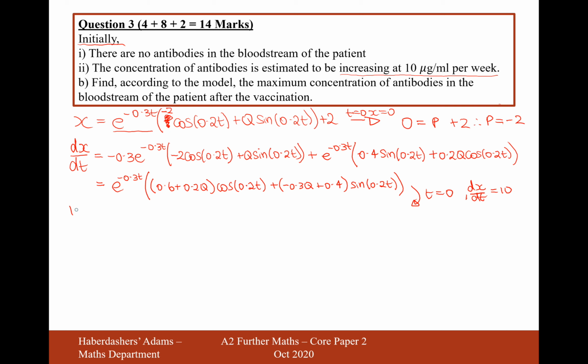So let's substitute that in then. It's going to be 10 equals, that's just going to simplify to 1 when we substitute t equals 0 in, and it's going to be 0.6 plus 0.2q, and then anything to do with sine will just get cancelled out, because when you put sine of 0 you get 0. So rearranging this little equation, that's going to give us 10 minus 0.6, divide that by 0.2, and it's going to give us q equals 47.